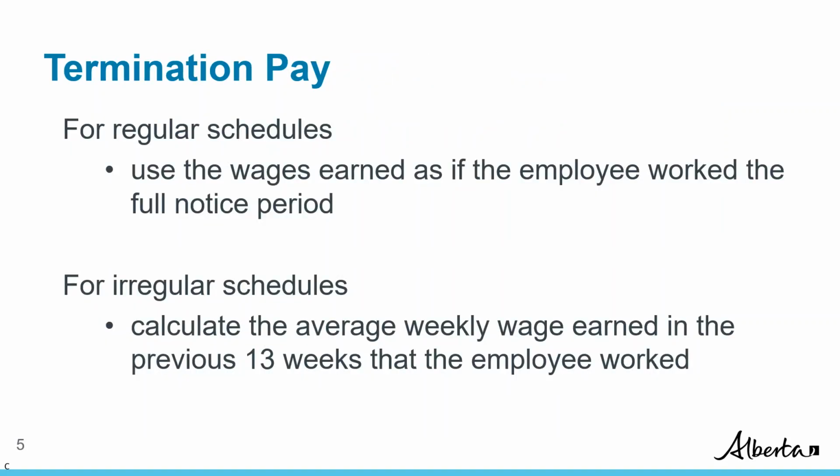If termination pay is required, it is calculated by either reviewing what the employee would have ordinarily worked during the notice period, or for employees with irregular schedules, reviewing the average weekly wage of the previous 13 weeks of work. In instances where there is a leave or vacation time before an employment relationship is terminated and the employee did not work those weeks, then those weeks are excluded from the calculation and not counted as part of the 13 weeks of work prior to the termination date.